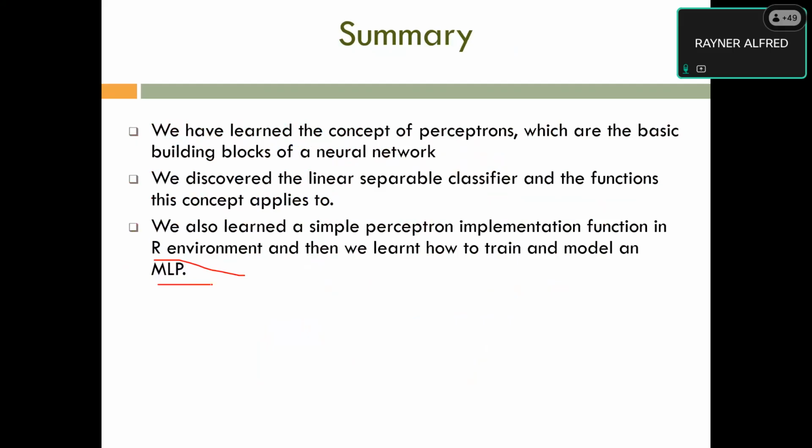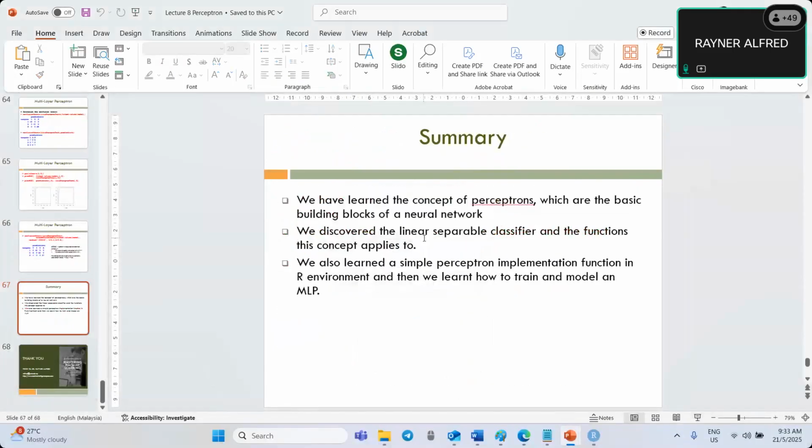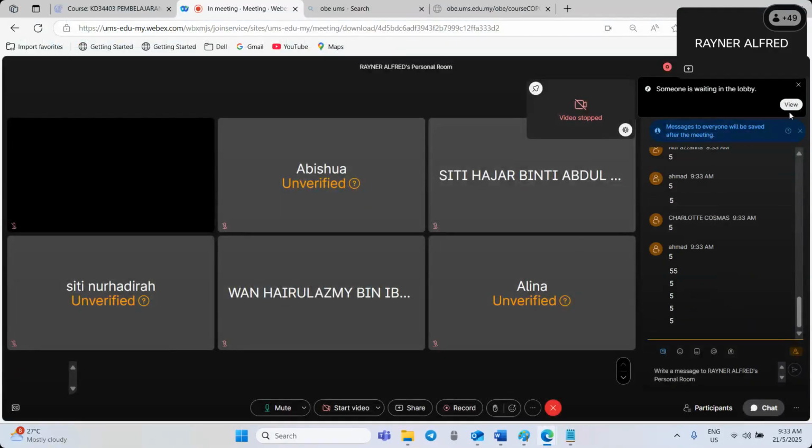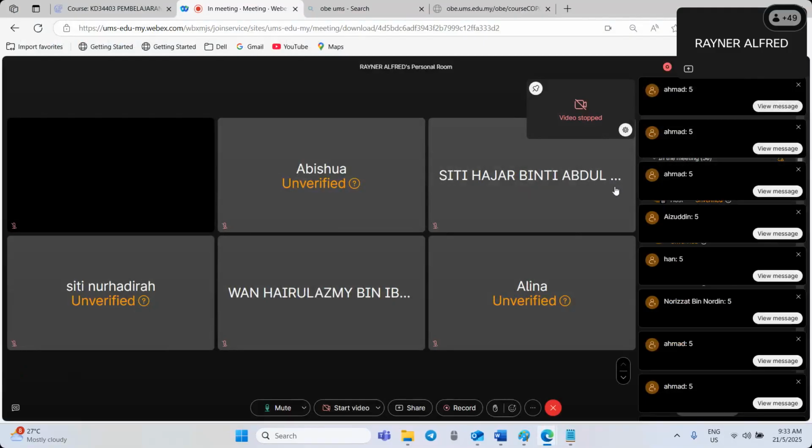Any questions? If you're still there, can you type number 5? Ada yang lambat nih baru masuk.